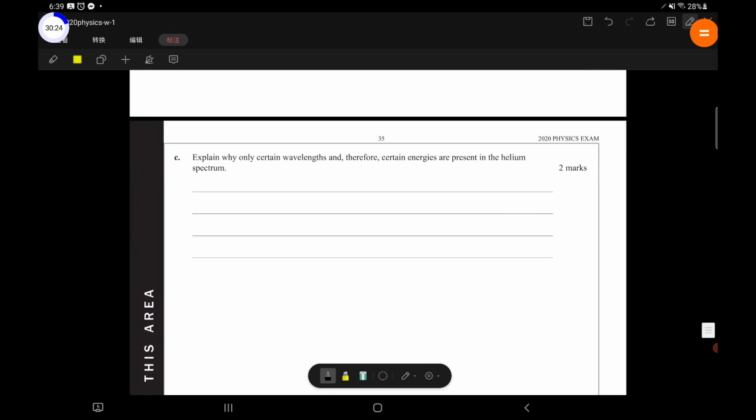All right, so moving on, finally a worded question that we can actually have some discussion about. Explain why only certain wavelengths and therefore only certain energies are present in the helium spectrum. This is also using the idea of wave-particle duality in a sense. You obviously don't need to go in that much depth. You can talk about how we have certain energy levels in our atoms, and so therefore only particular changes in energy can happen. Our atoms can only absorb particular energies for light, hence particular wavelengths of light.